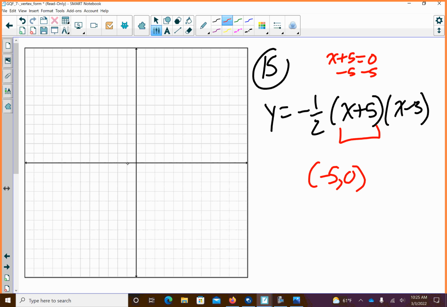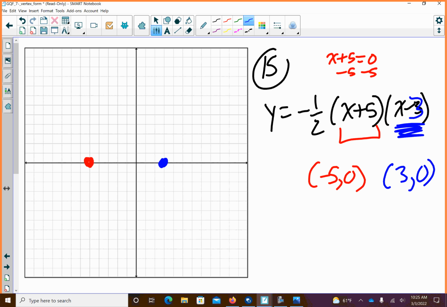So negative 5, 0, so 1, 2, 3, 4, 5. I got a dot here. And then where's this one going to cross 0? 3, 3, 0, right? That's supposed to be a 3, I believe. 3, 0. Everyone okay with that?